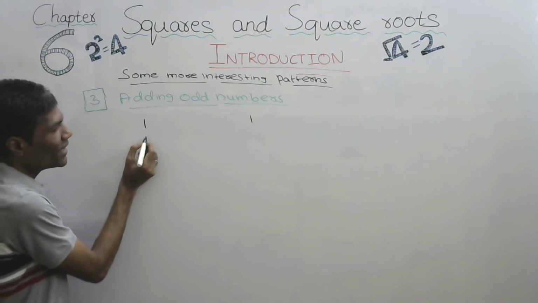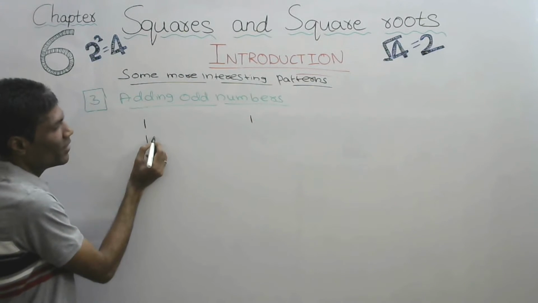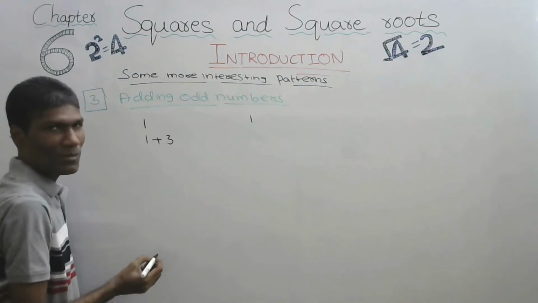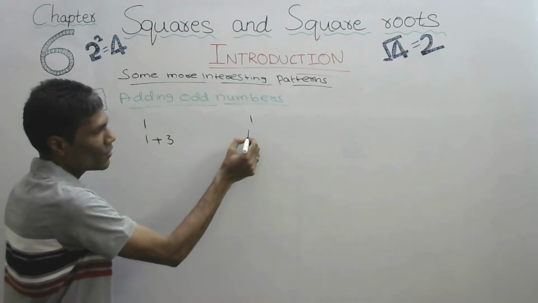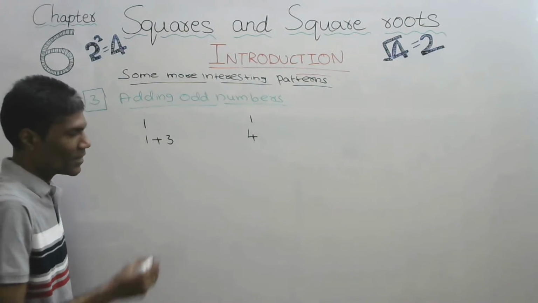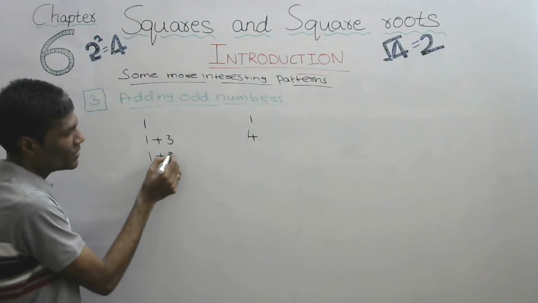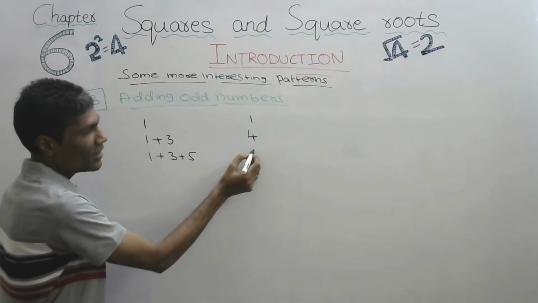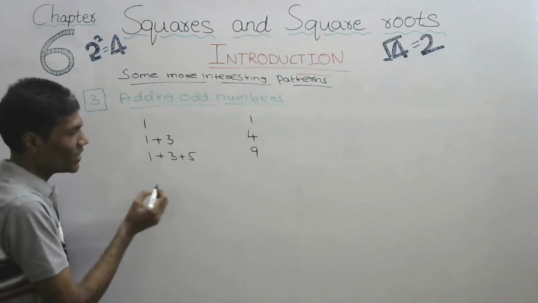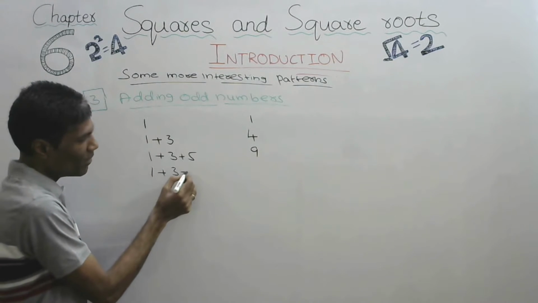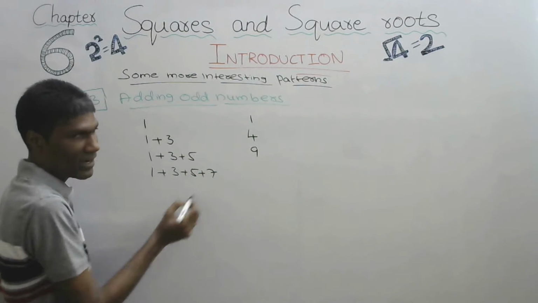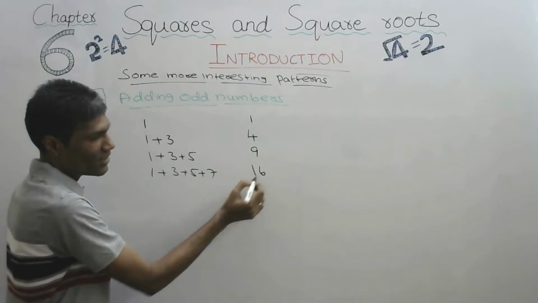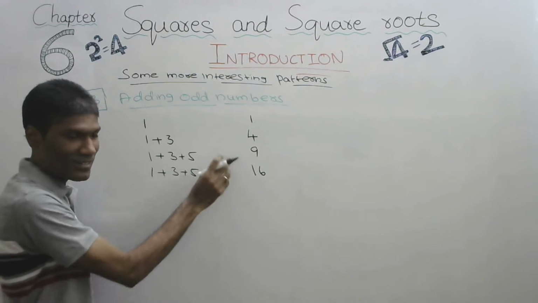Now, let us add two odd numbers. 1 plus the next odd number 3. What is 1 plus 3? 4. Now, 1 plus 3 plus 5 let us add. 4 plus 5, 9. Let us add one more. 1 plus 3 plus 5 plus 7. 1 plus 3, 4 plus 5, 9. 9 plus 7, 16. Do you observe anything?